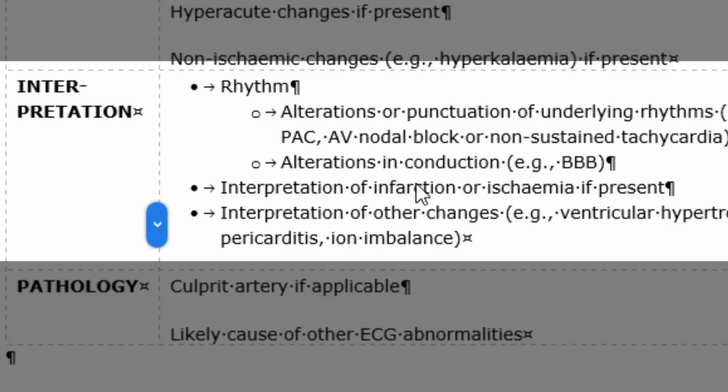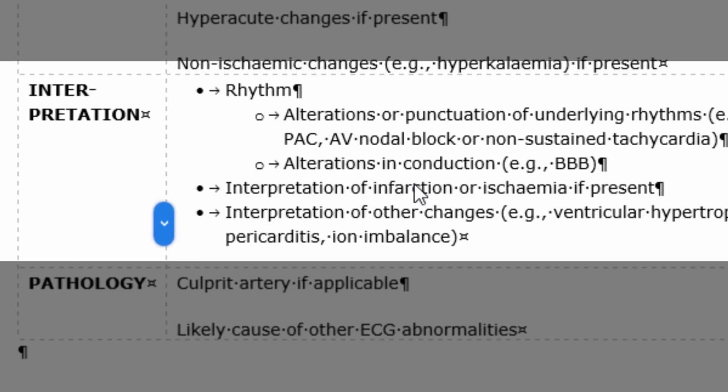So, for instance, if voltage criteria were met for ventricular hypertrophy, or if the case details and the ST segment elevation on an ECG indicated pericarditis or whatever, this is where you would make a very clear indication of what your interpretation of all this is.